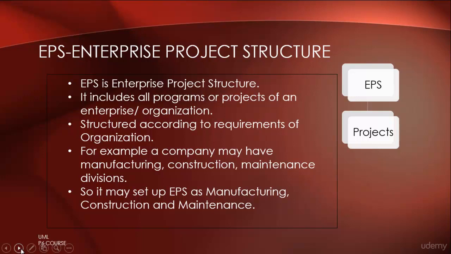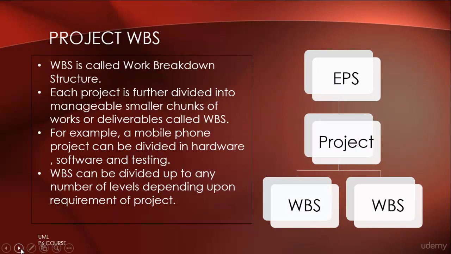Project WBS. WBS is called Work Breakdown Structure. As you can see on your right hand side of this screen, EPS has projects under it and each project has different WBS for it. Actually, a project is further divided into manageable small chunks of work or deliverables which are called WBS. For example, let's say we have a project to create a new mobile phone. We can divide this project into various WBS such as hardware, software, and testing.